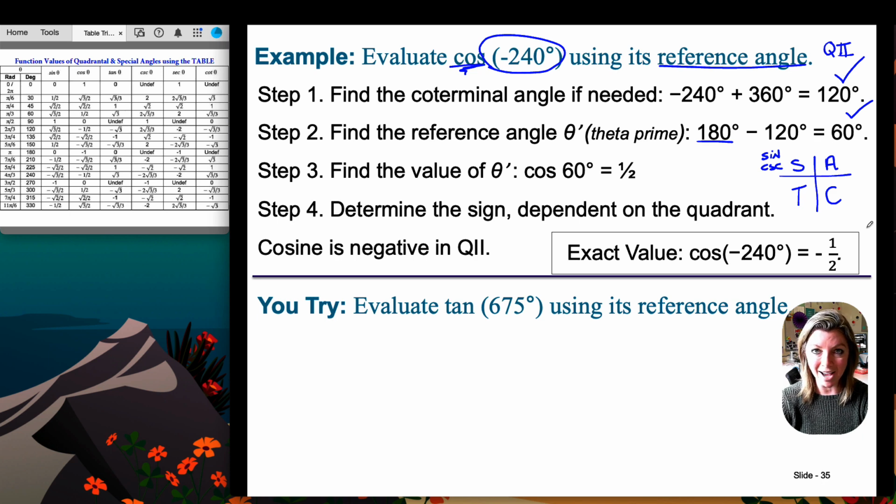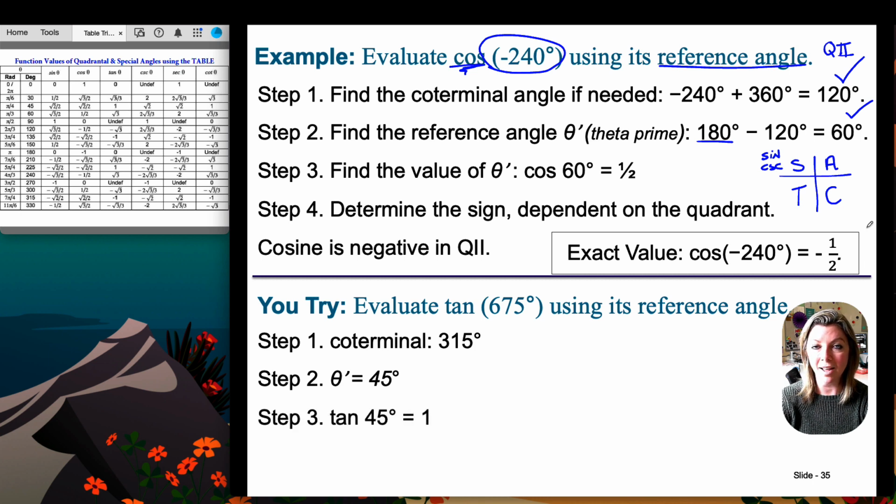Welcome back. Let's see how you did. For step 1, if you came up with coterminal angle 315 degrees, you got it right. For step 2, if you came up with theta prime equals 45 degrees, you got it right. For step 3, the value of tangent of 45 degrees is equivalent to 1.